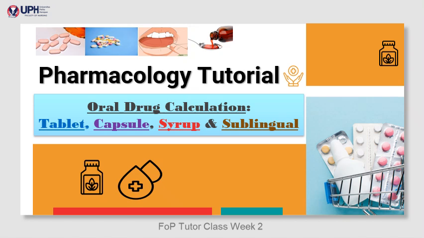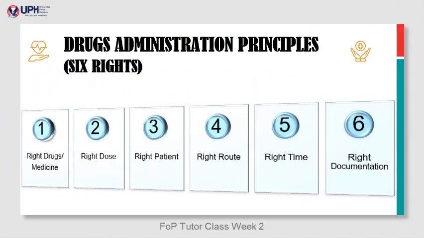We are going to talk about the tutor for the week 2 related oral drug calculation: tablets, capsules, syrups, and sublinguals. So let's begin with reviewing. You need to have the right drug or medicine, right dose, right patient, right route, right time, and right documentation as the 6 rights principle for drug administration.